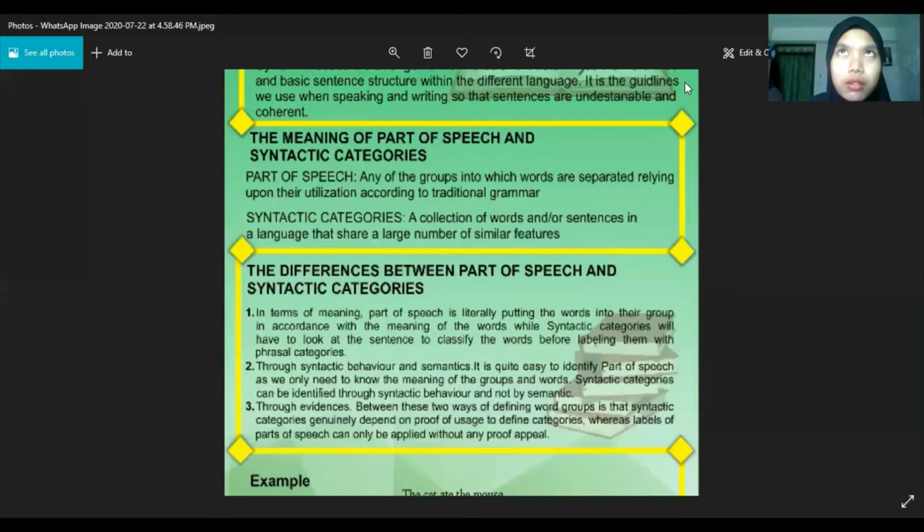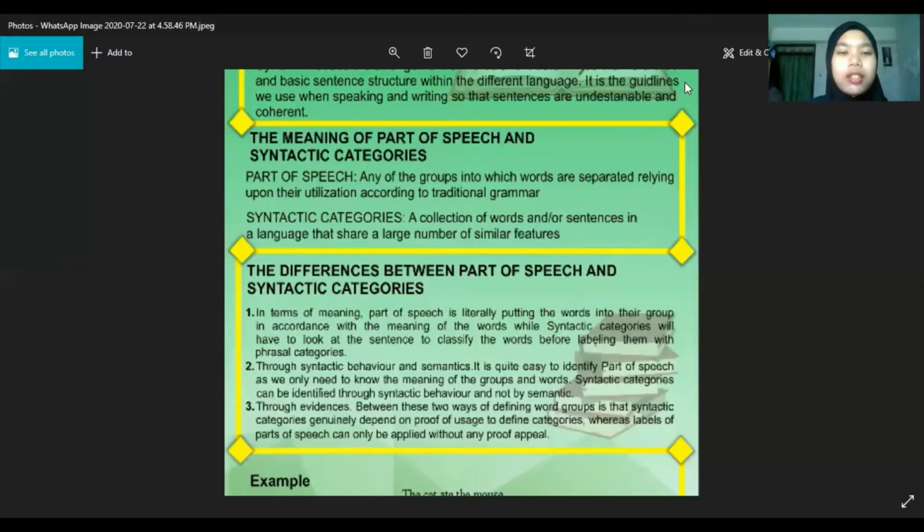And if we take another example, it is about verbs. A verb is an action of a being or something like eating. Eating is a verb because it represents an action. And as for syntactic categories, it is a collection of words and or sentences in a language that share a large number of similar features. What I can say about syntactic categories is that it depends on the sentences. For example, we have to look at the whole sentence before we can put the words into their phrasal categories.